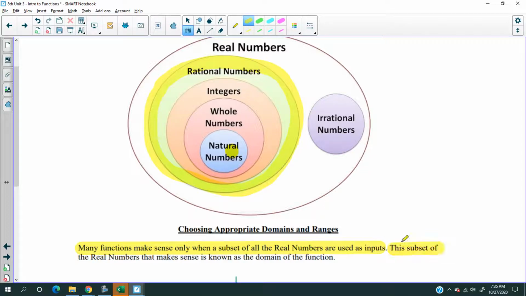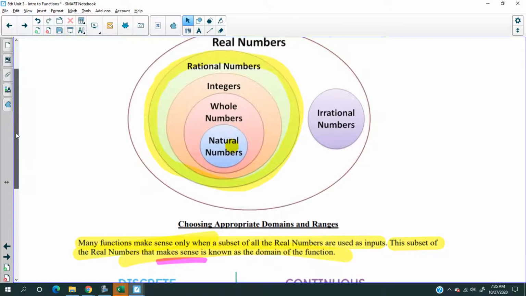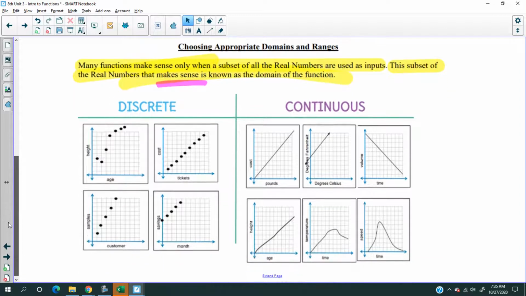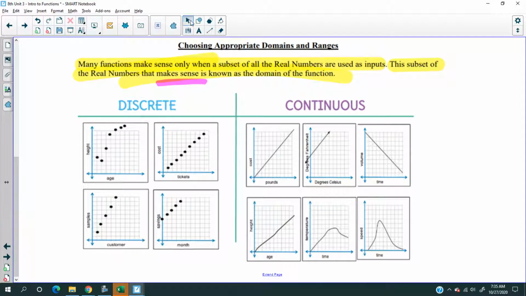Okay, this subset of the real numbers where the input makes sense is known as the domain of the function. So this part has to make sense. Okay, all right. So now, I need to give you two definitions, not to the degree that you have to memorize them, but you just have to be familiar with them so that if someone were to mention discrete function or continuous, you would know what they're saying, okay?